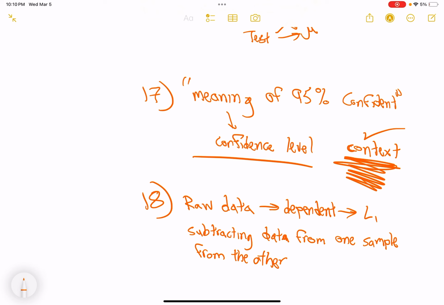You'll have to do those subtractions and then input them in as L1 and then do a one sample.